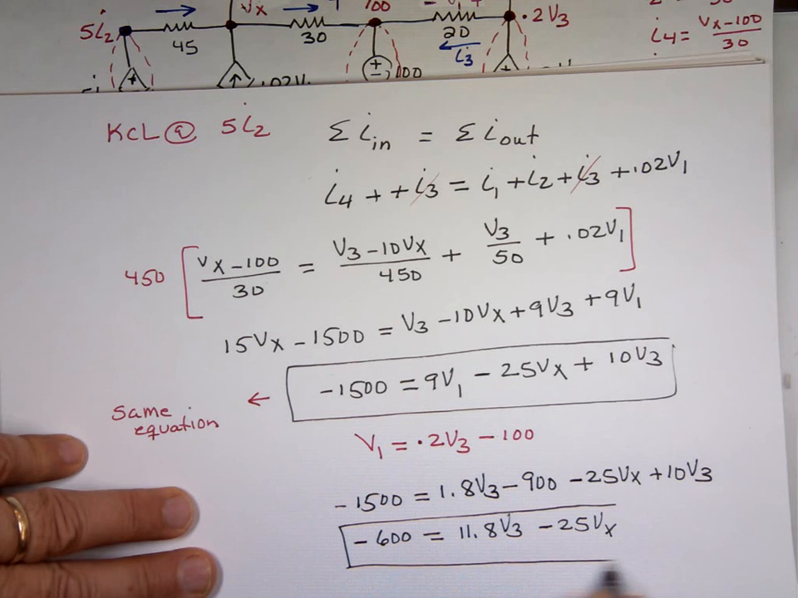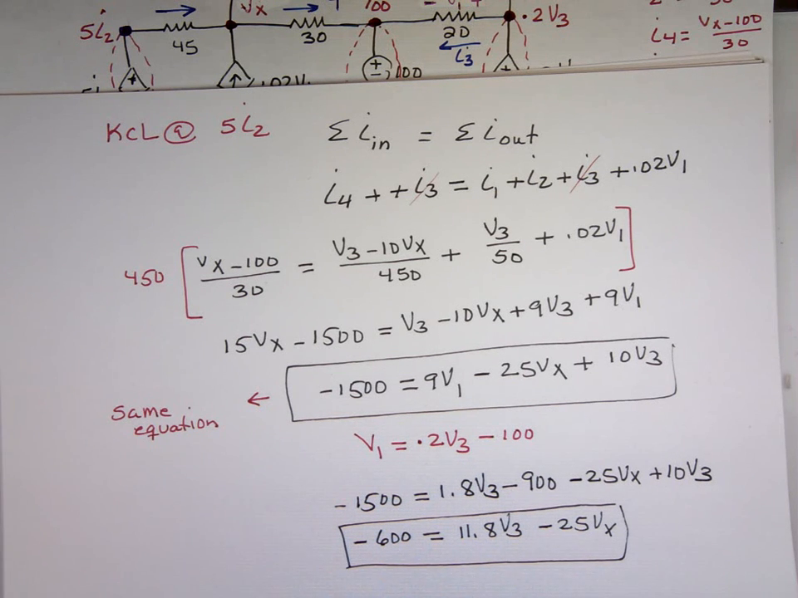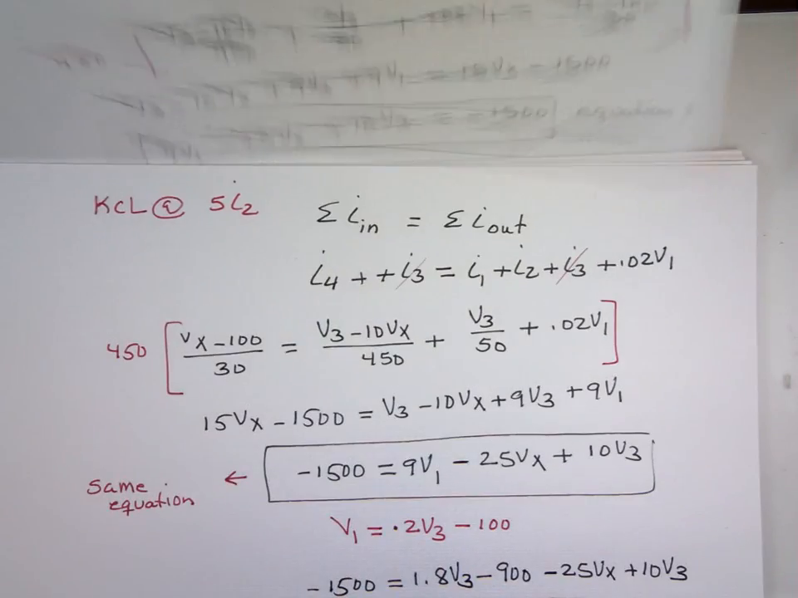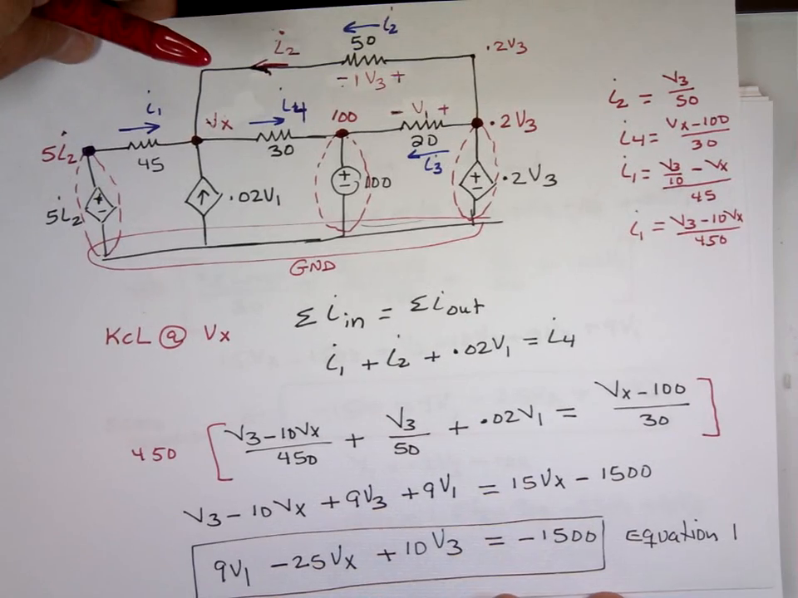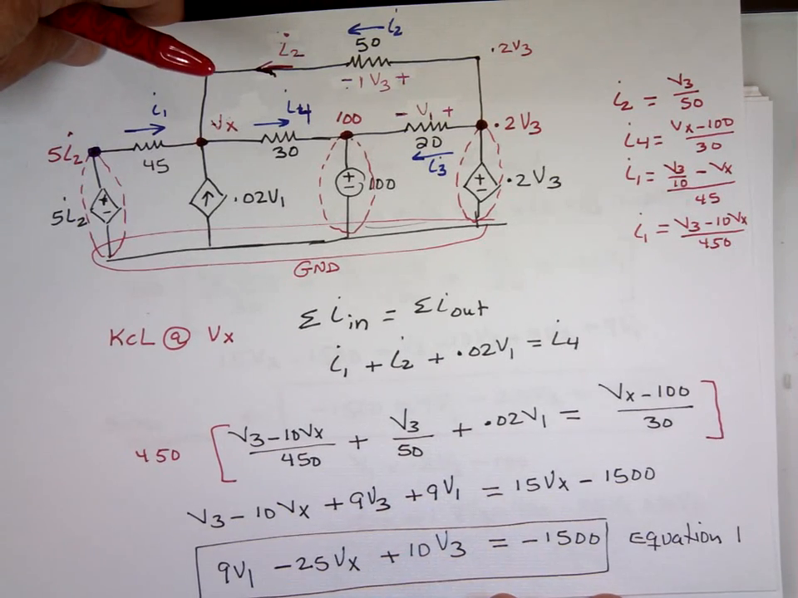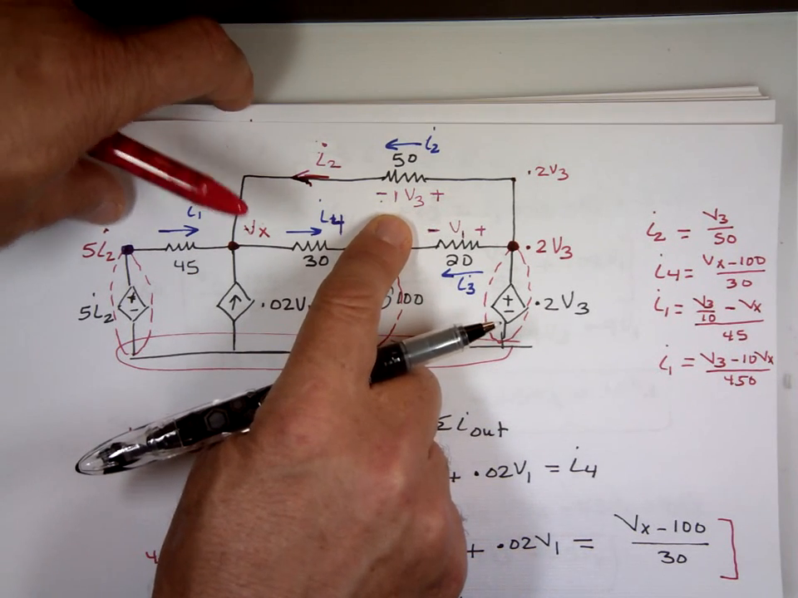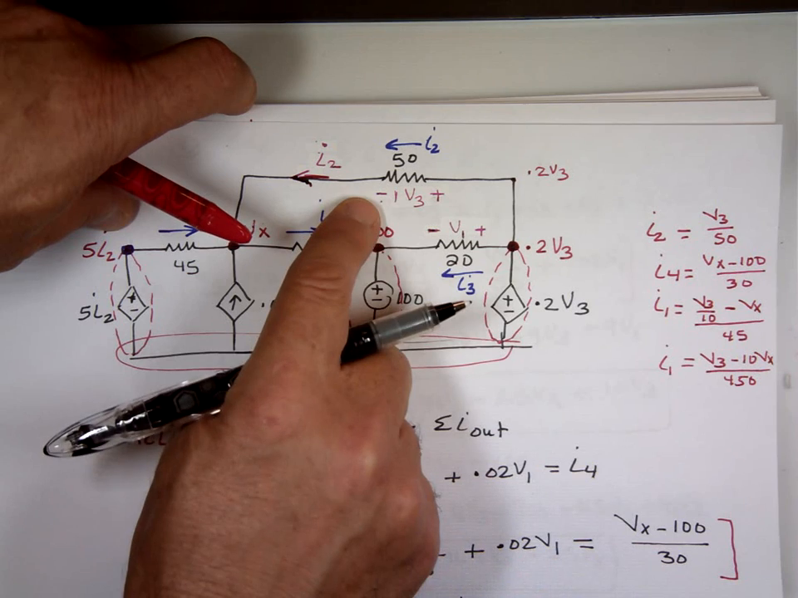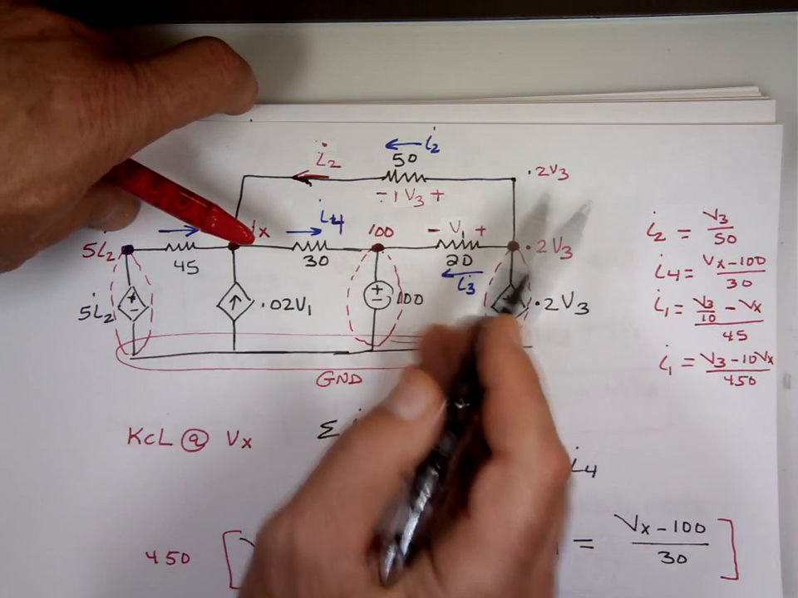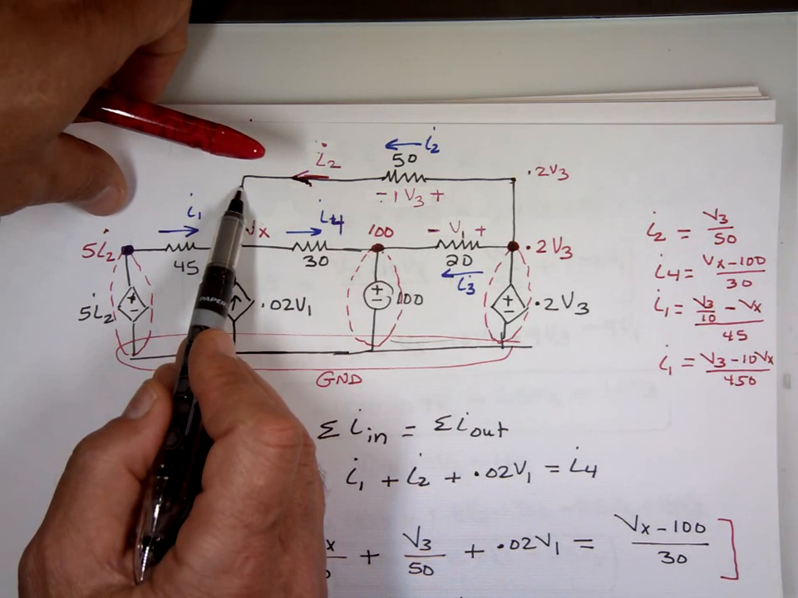We still can't solve it. You have to get that Vx. So I've got to find V3 in terms of Vx, or Vx in terms of V3. Let me take a peek at it. Where's V3? Right here. That's V3, you see it? Plus on this end, minus on that end. That tells me that V3 is this voltage here minus this voltage here. Do you agree with that? It's this end minus that.